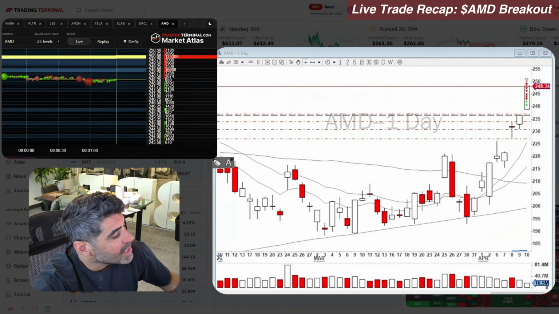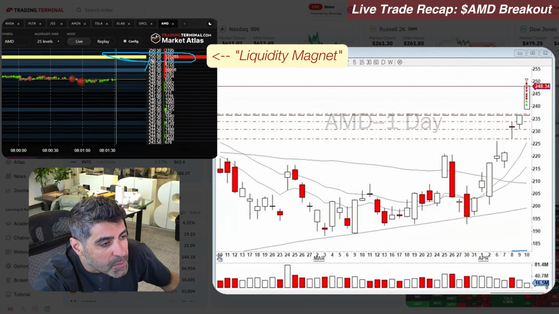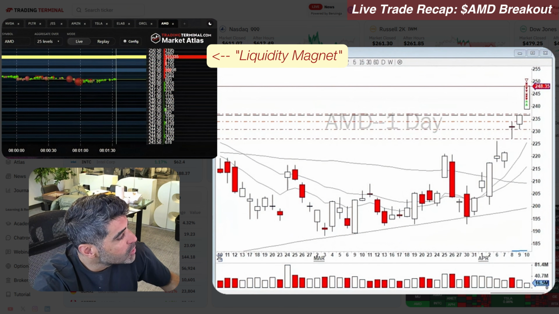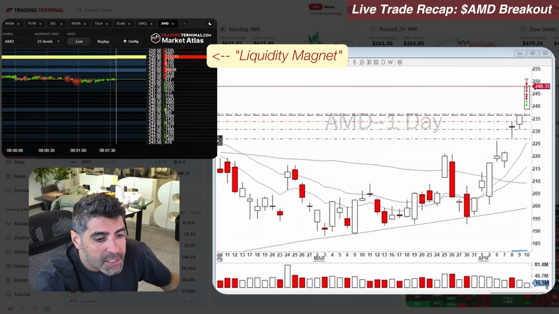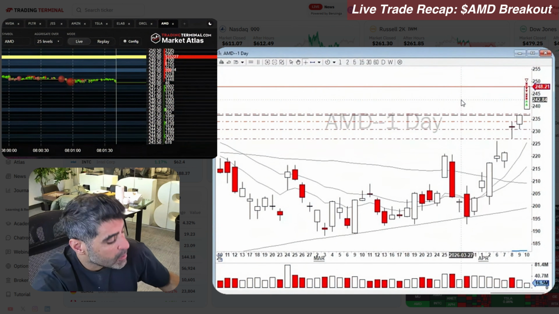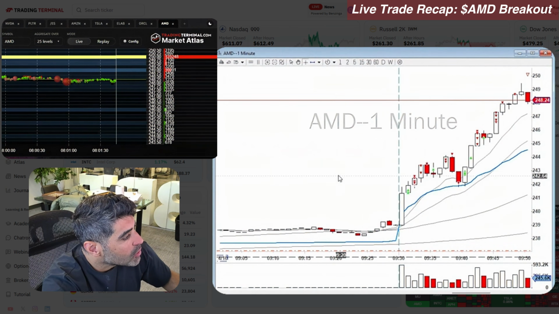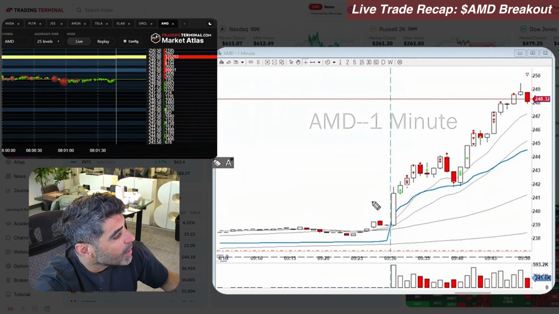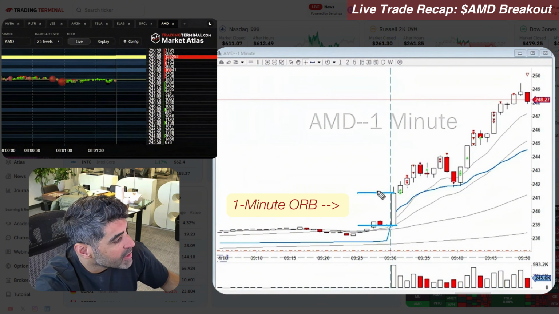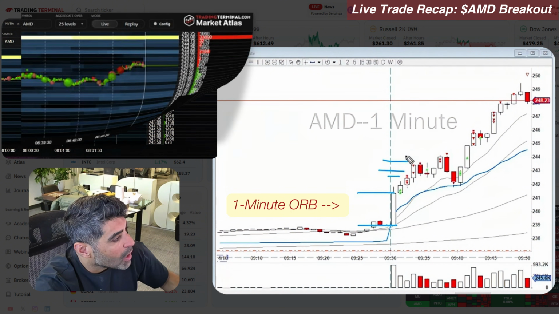So, Market Atlas, we're using 250 here. You see there are big orders on the Market Atlas. We usually look into the bigger orders on the Market Atlas if we want to get a breakout. What we saw at the open, obviously, it opened very strong. This is the strategy that I'm using, opening range breakout. It opened very strong, and we saw the orders to the upside stacking up.